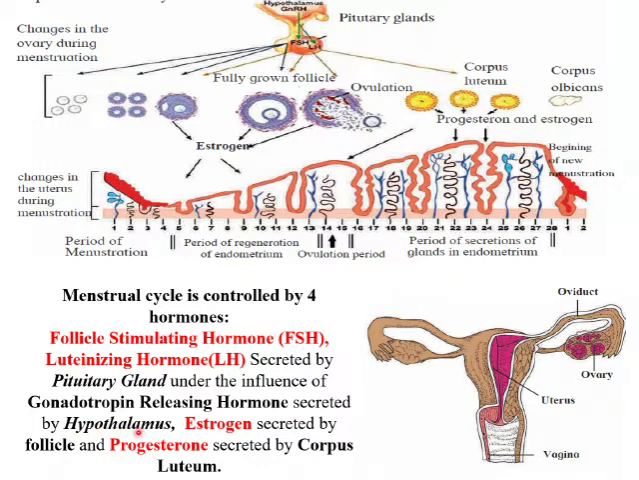So once the hypothalamus releases gonadotropin releasing hormone, it is a signal for the pituitary gland to release follicle stimulating hormone and the luteinizing hormone. So these are the two main hormones, and the other two hormones are estrogen, which is secreted by the follicle, and progesterone, which is secreted by the corpus luteum. We will come across these terms and we will understand them.